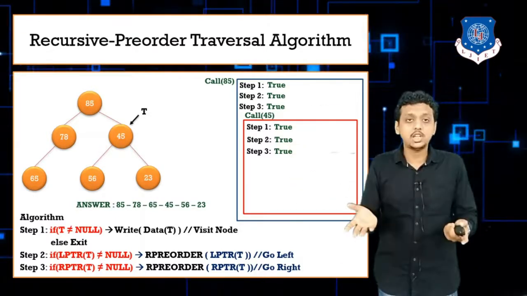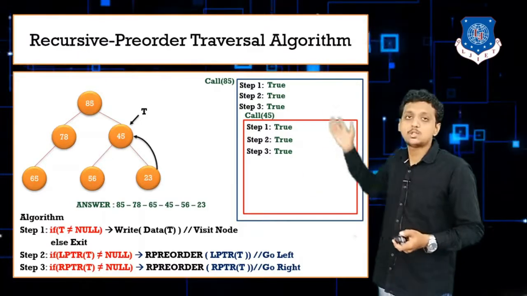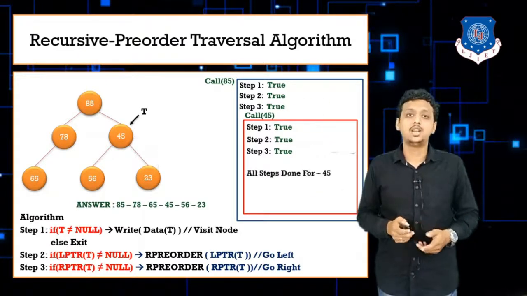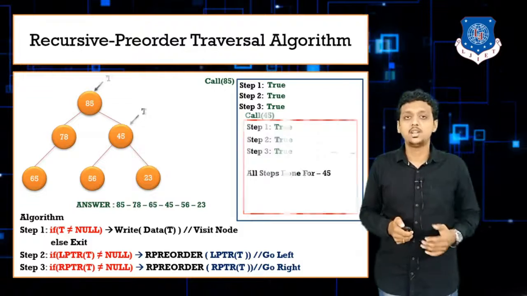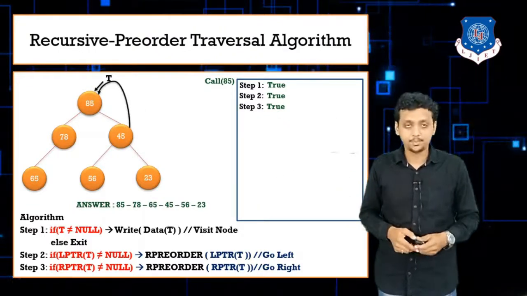So the function call is finished. Again it gets back to its parent node, that is 85. All steps are completed for 45, and it gets back to 85.